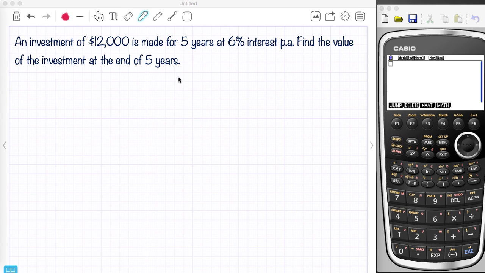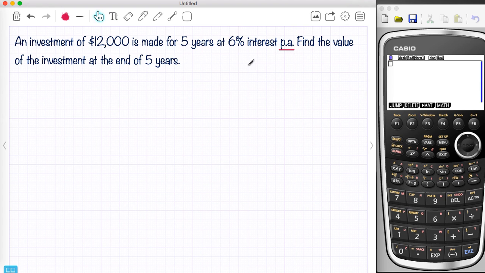This video is about compound interest, and I suggest before you watch it, you watch the one on simple interest to get some idea about simple interest investments. Now, in this one, we've got an investment of $12,000 made for 5 years at 6% interest PA. That means per year or every year. Find the value of the investment at the end of 5 years.